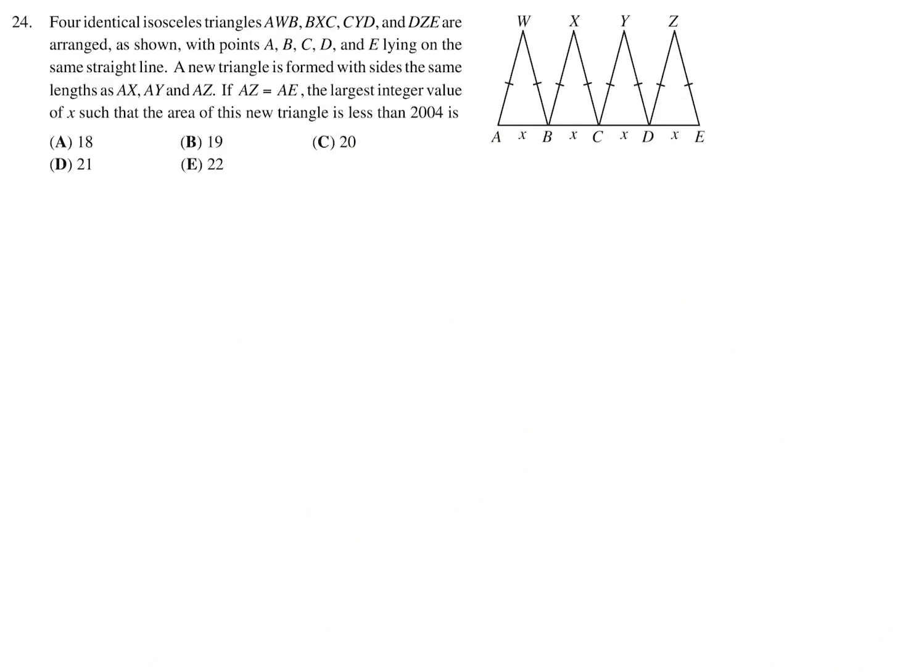4 identical isosceles triangles are arranged as shown with points A, B, C, D lying on the same straight line. A new triangle is formed with sides the same length as AX, AY, and AZ. If AZ is equal to AE, the largest integer value of X, such that the area of this new triangle is less than 2004 is.